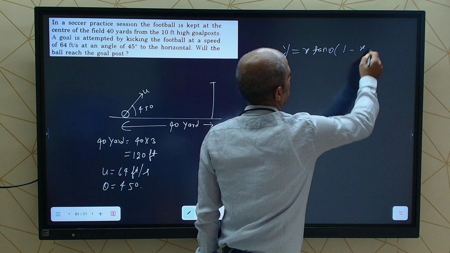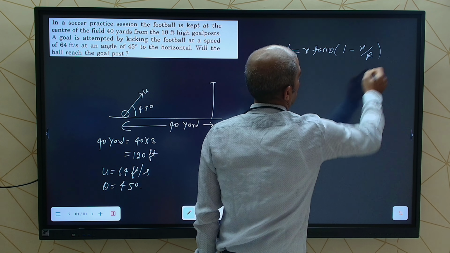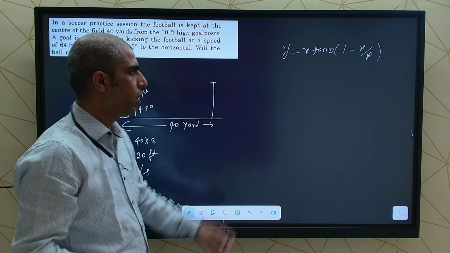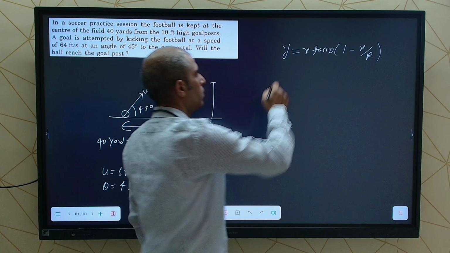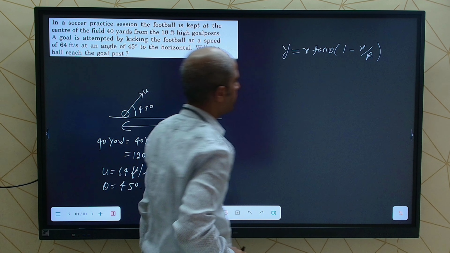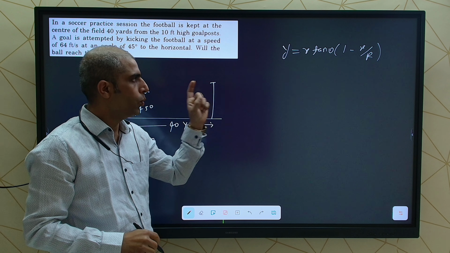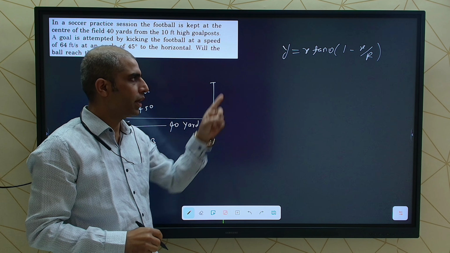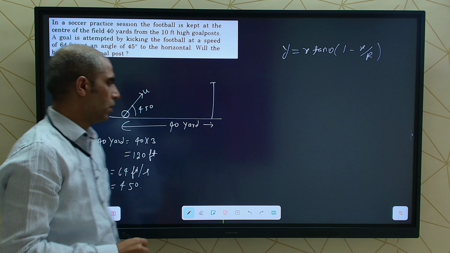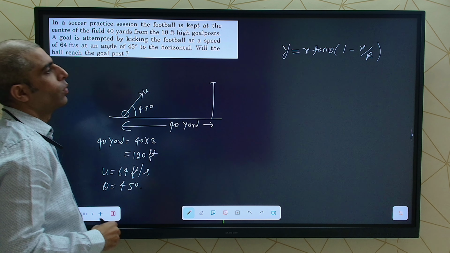So for this problem we have to use the equation of trajectory. What is the equation of trajectory? y equals x tan theta times (1 minus x upon R). I will prove it later also. In this, y gives the height of the object when it is at distance x along the x-axis. So we are going to use this.